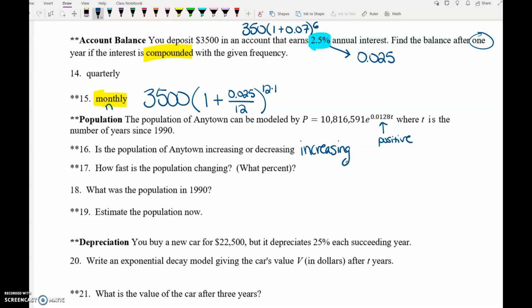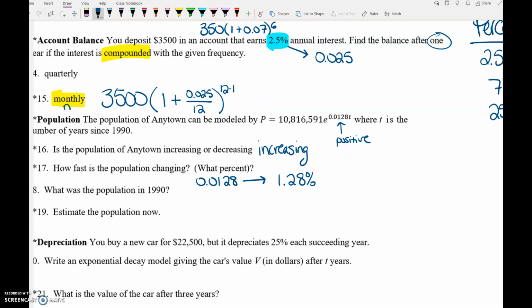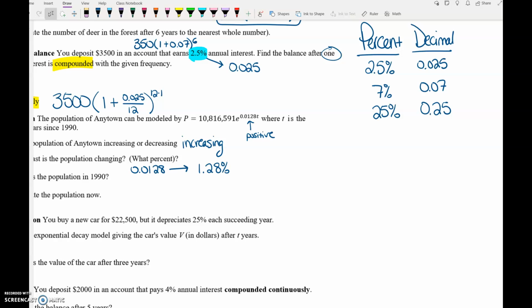Number 17 is basically asking, it's increasing by what percent? Our decimal is 0.0128. I don't think I put one quite that challenging on the test. That's the decimal. We don't want the decimal, we want the percent. That is 1.28%. You may also, in this little chart that you make, you might want to write percent divided by 100 gives you the decimal. The decimal times 100 gives you the percent.